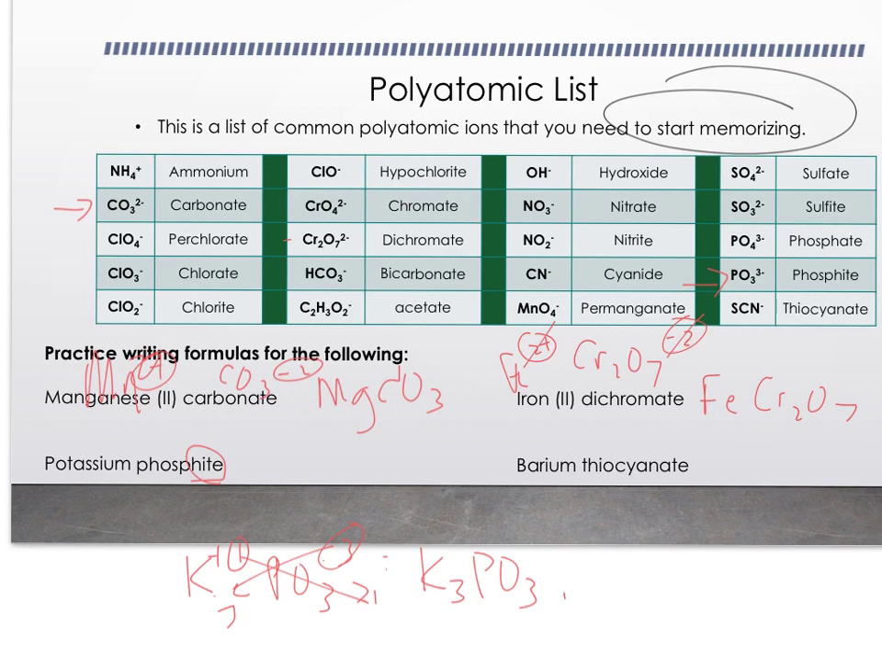Barium thiocyanate is your last problem, where you have Ba with a 2+ charge because it's in group number 2. Thiocyanate is SCN with a -1 charge. This is a situation where you're crossing over an understood 1, but then there's a 2 that needs to go on the outside of your thiocyanate. So we end up with Ba, understood 1, open parentheses, SCN with a 2 on the outside. So this would be your formula. This is a situation where you have to have parentheses around your polyatomic because your subscript is something other than the number 1.